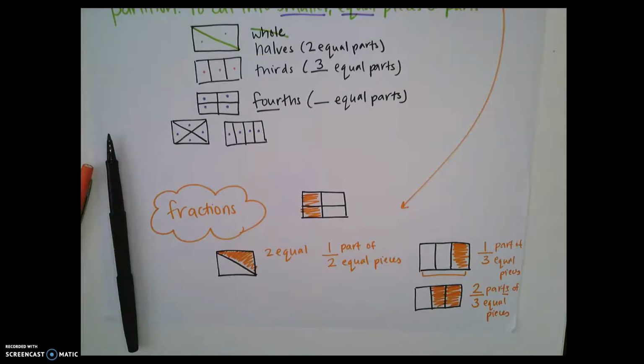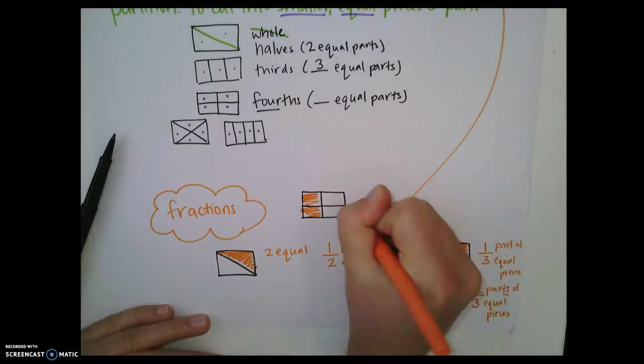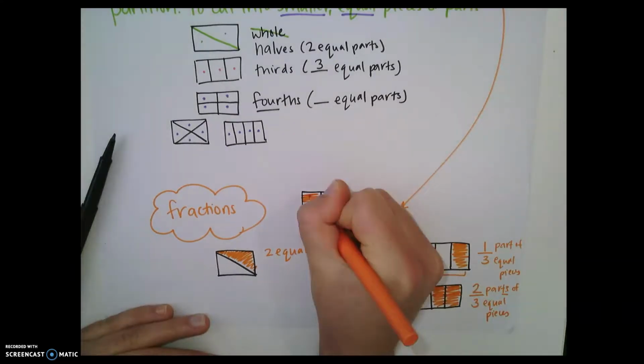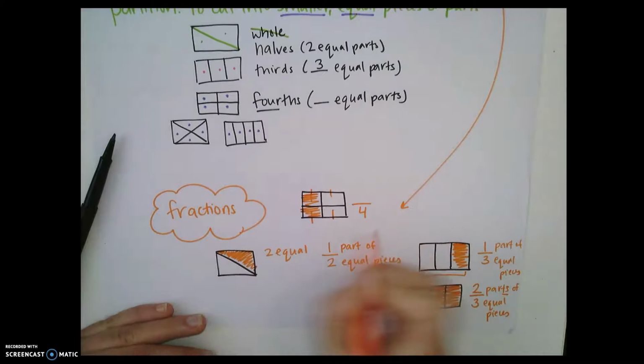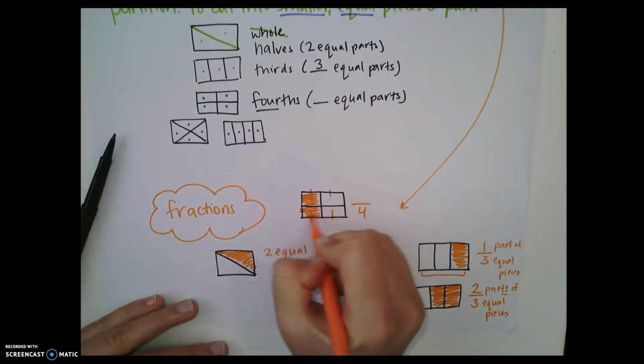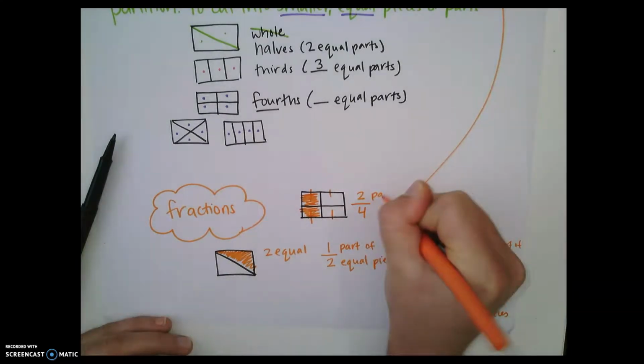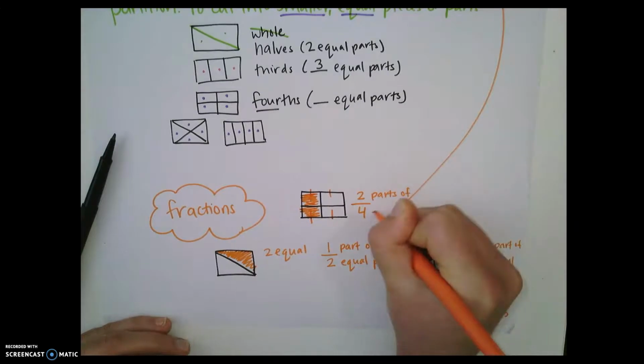All right, what did you come up with? If you thought, well, I know 4 needs to go on the bottom because there are 1, 2, 3, 4 parts that make up my whole, you are correct. And then if you said, well, the top number has to be 2 because I'm coloring in 2 parts of 4 equal pieces, you are correct.